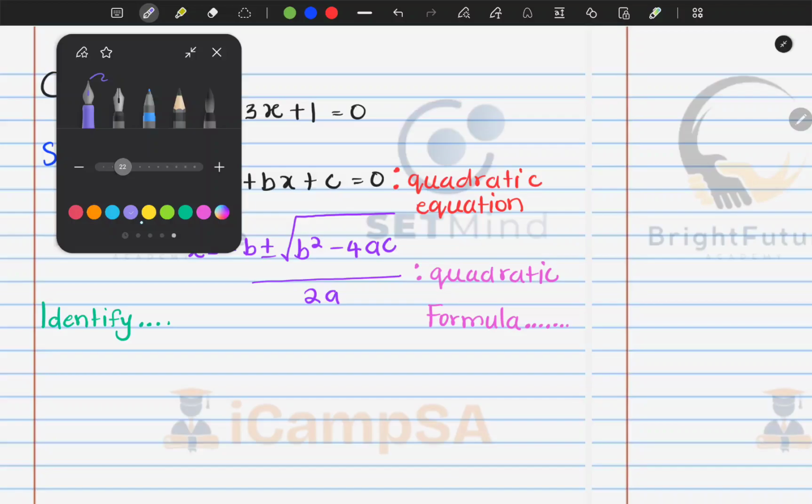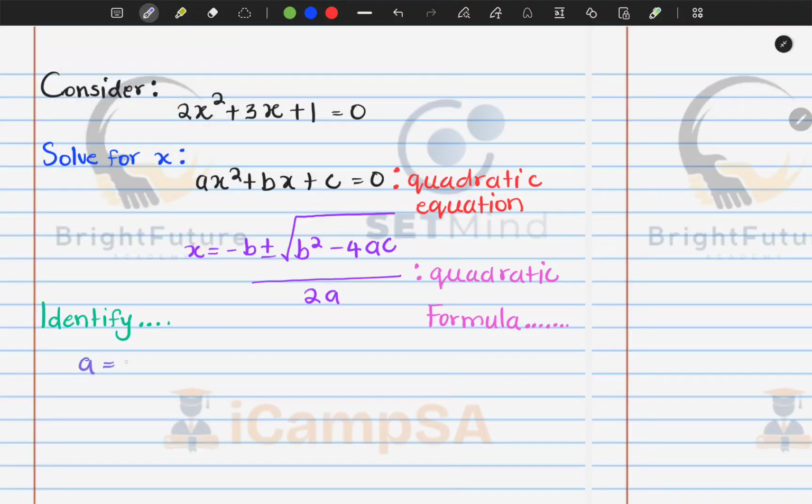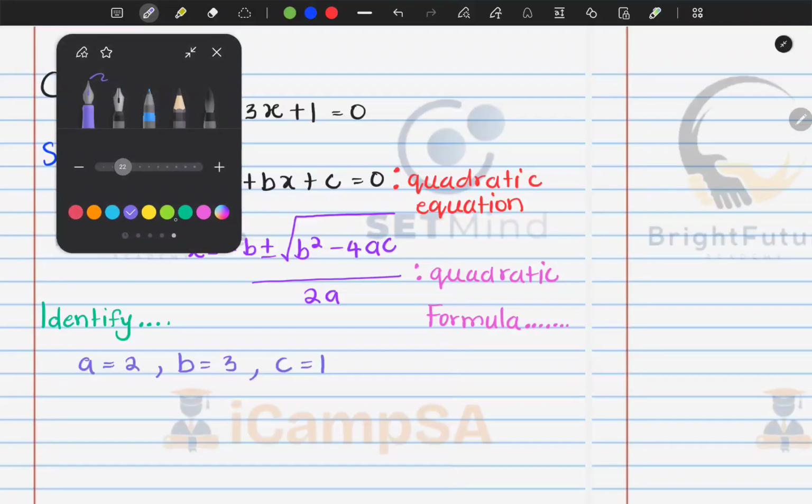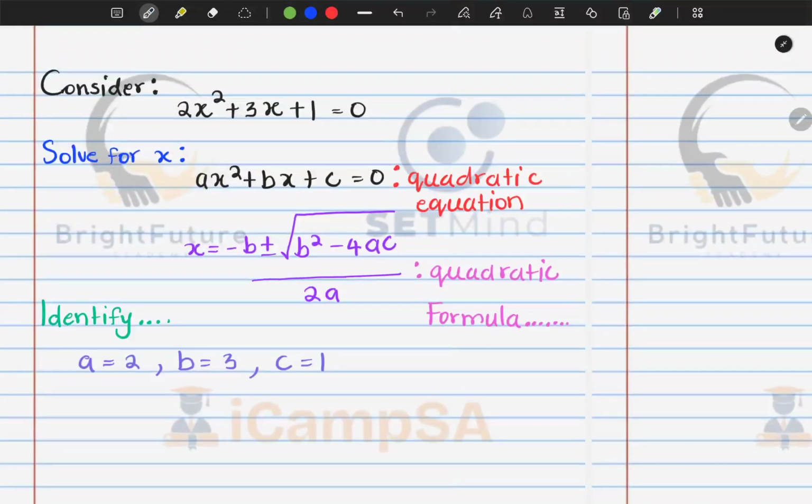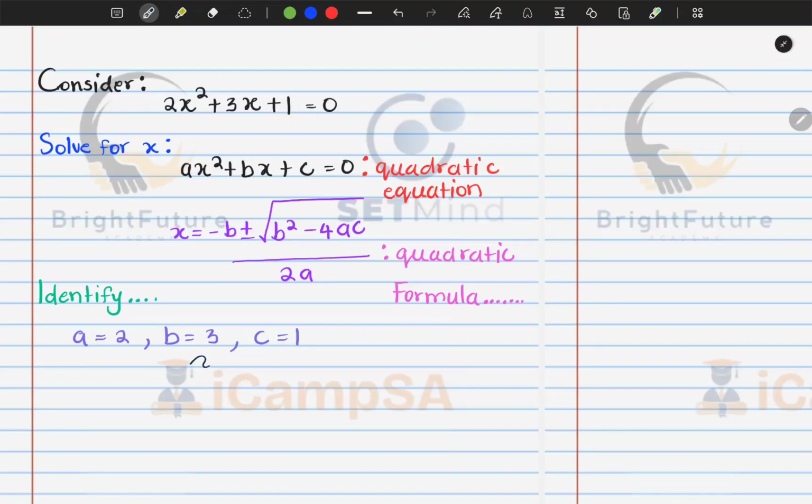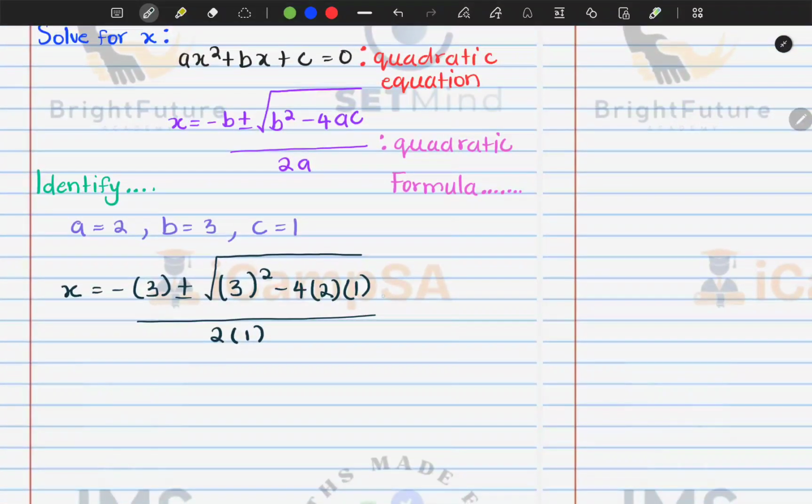So if you observe carefully, you should be able to see that the value of a is 2, the value of b, which is what multiplies x, is 3, and the value of c is 1. Which means we can now plug in, since we are required to solve for x. We'll plug into our quadratic formula. So we'll have x equals minus our b, which is 3, plus or minus the square root of 3 squared, minus 4 times our a, which is 2, and our c, which is 1. And this will be divided by 2 times our a, which is 1.